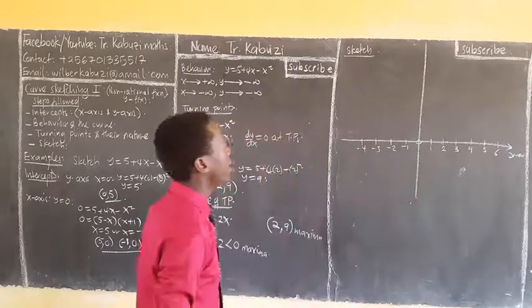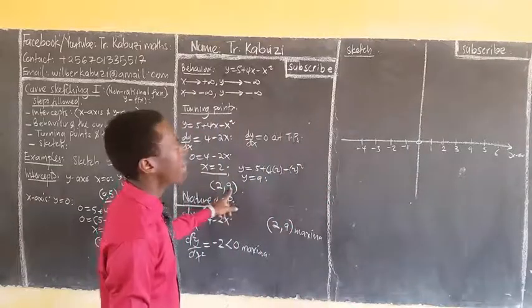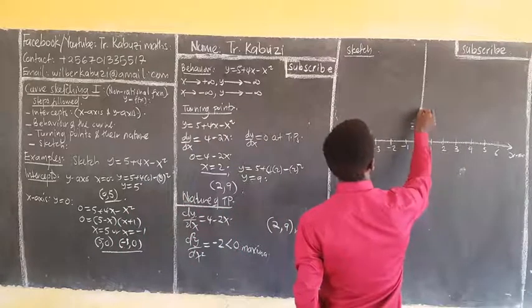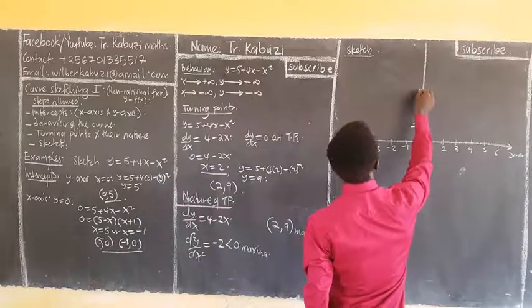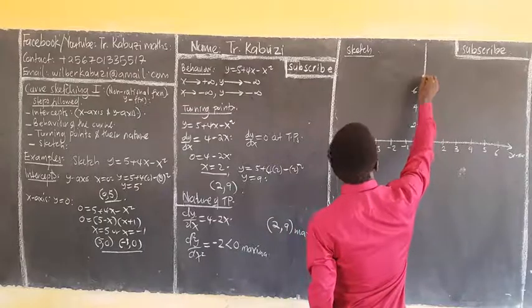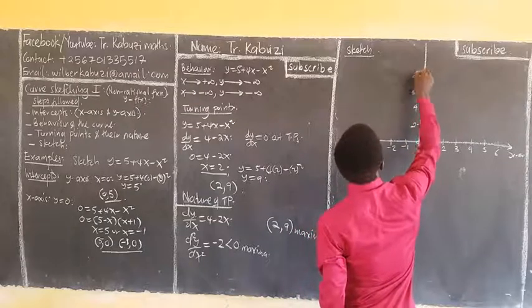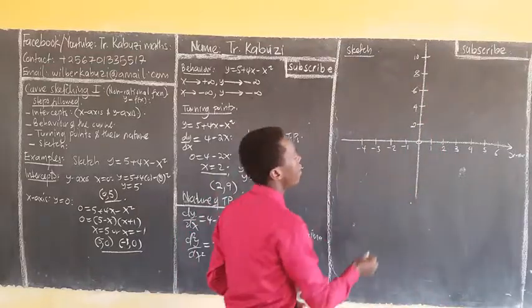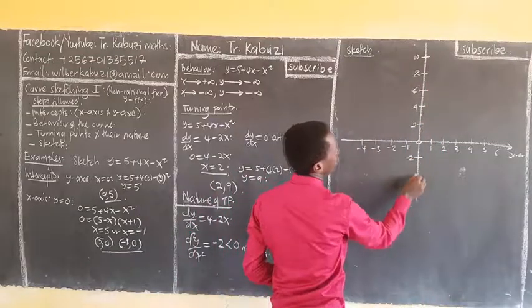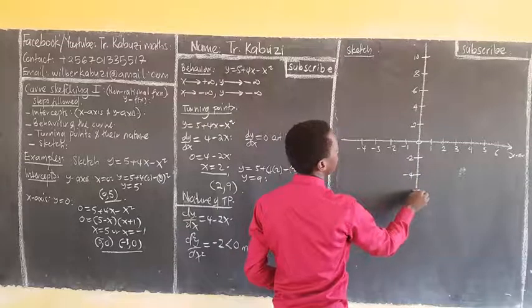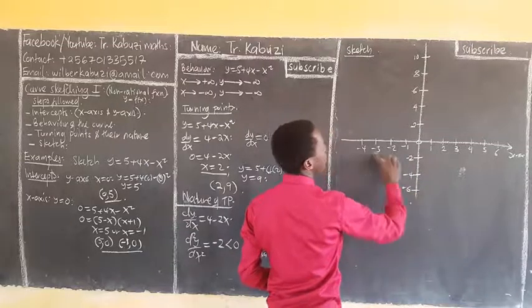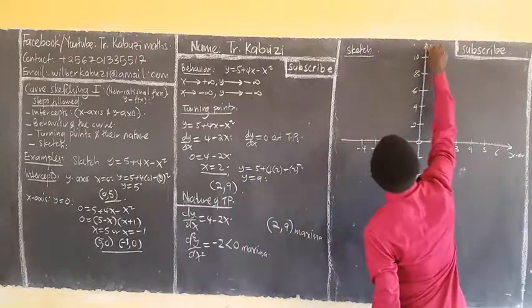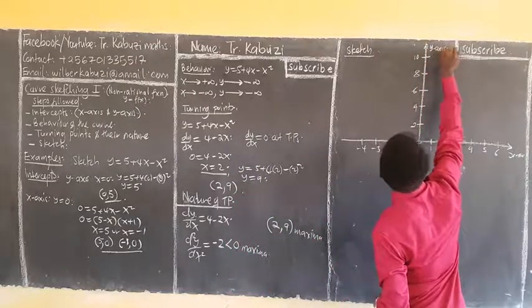So the biggest value here on the y-axis is 9, so I can use a scale of 2. If this one is 2, this one will be 4, this one will be 6. I'll be adding 8 there, and 10 there. So you just look at the coordinates you have and you decide the scale. Here I'm using a scale of 1 on the x-axis and a scale of 2 on the y-axis because it's a sketch.